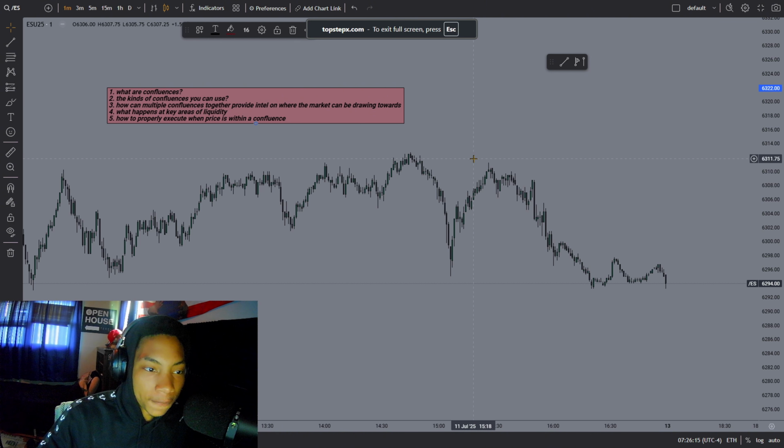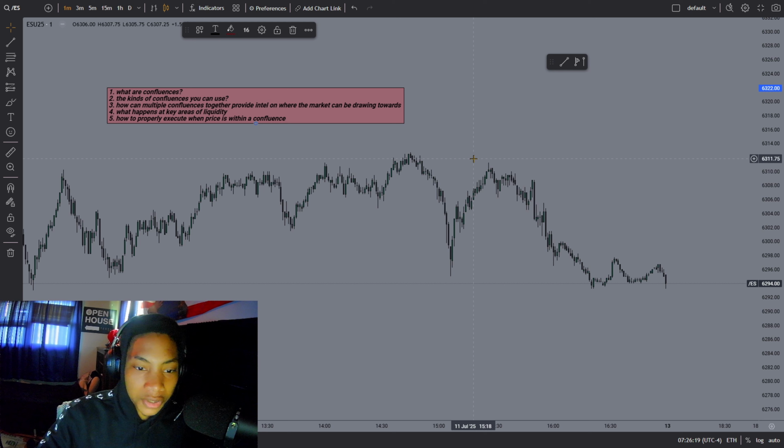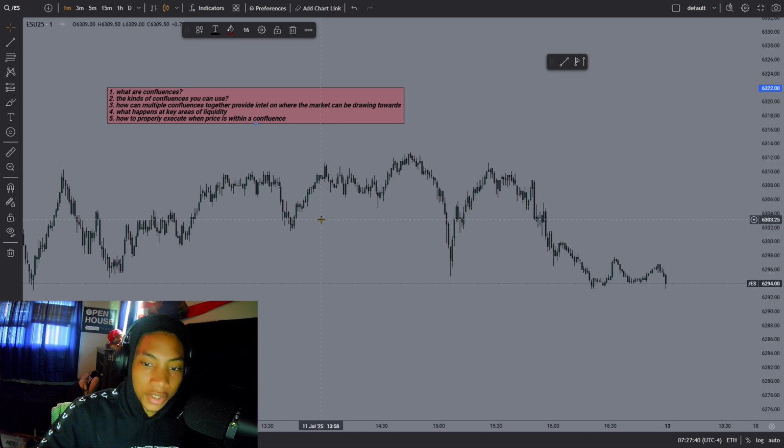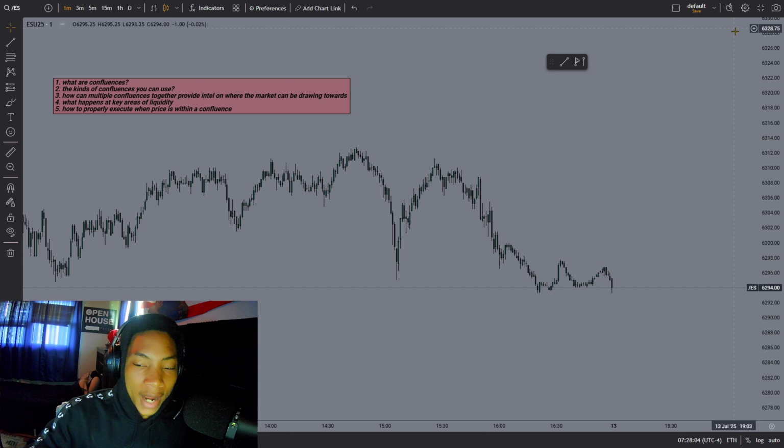So the word confluence in trading means to stack multiple reasons or confirmations before taking a trade based on your bias. What you're trying to do here is use intel and confirmation to get an optimized entry when you're trading in the market. So instead of relying on one simple aspect to take a trade, like support and resistance or indicators, you're using multiple pieces of intel to create an optimized entry and get a stronger bias.